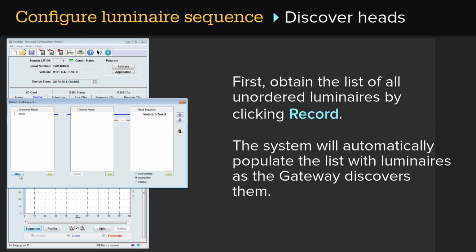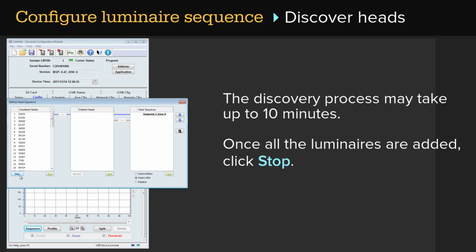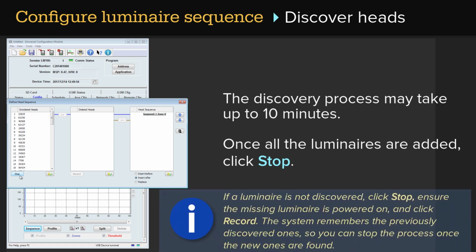First, obtain the list of all unordered luminaires by clicking Record. The system will automatically populate the list with luminaires as the gateway discovers them. The discovery process may take up to 10 minutes. Once all the luminaires are added, click Stop. If a luminaire is not discovered, click Stop, ensure the missing luminaire is powered on, and click Record. The system remembers the previously discovered ones, so you can stop the process once the new ones are found.